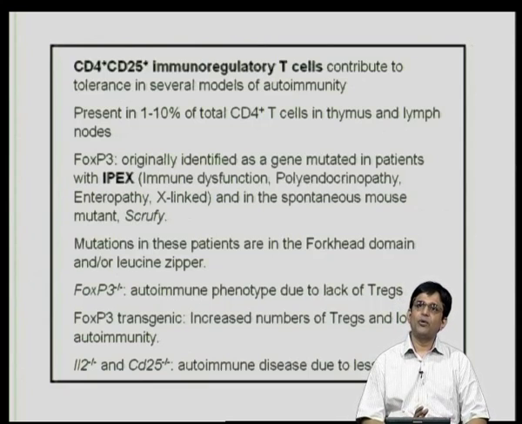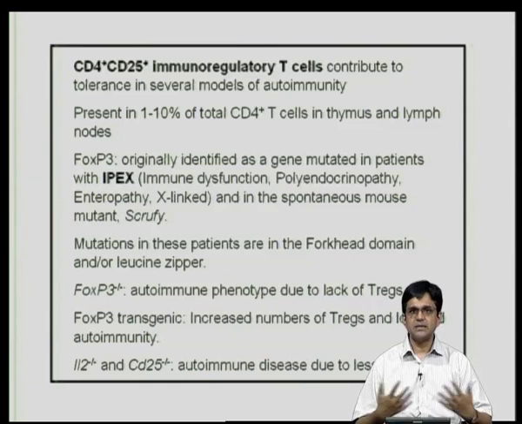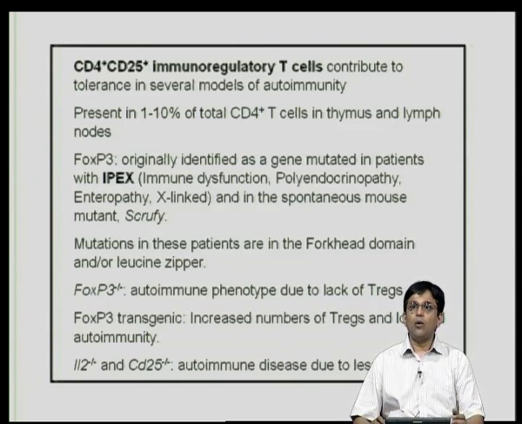The CD4 positive, CD25 positive Tregs are present in small numbers, 1 to 10%, in the thymus and lymph nodes. The key thing over here is the expression of a transcription factor known as FOXP3. In patients that lack FOXP3, it results in a disease known as IPEX, which stands for immune dysfunction, polyendocrinopathy, enteropathy, X-linked. You see similar phenotypes in mice that lack FOXP3, which is defined by the mutation known as scurfy, because that is how they look.